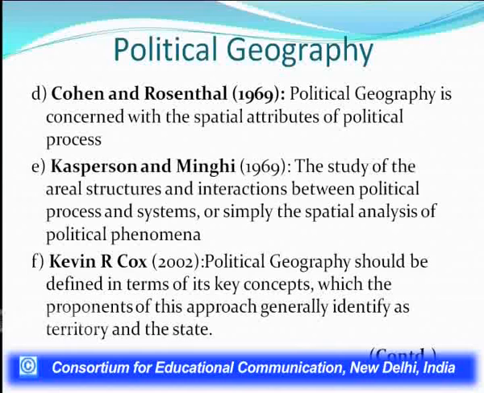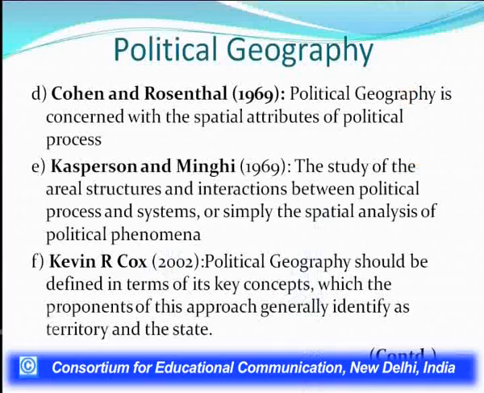The next definition is by Kaspersen and Minghe, who argue that it is the study of aerial structures and interactions between political processes and systems, or simply the spatial analysis of political phenomena. So these two scholars basically focus on the spatial analytic theoretical viewpoint of political geography. Political processes and systems are interacting with spatial structures in their definition, and he argues that political phenomena should be understood, analyzed and interpreted in the larger spatial context.